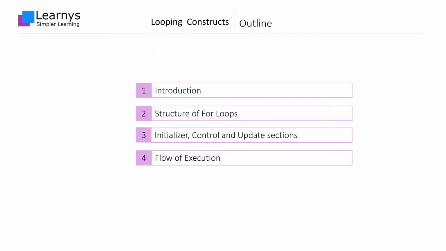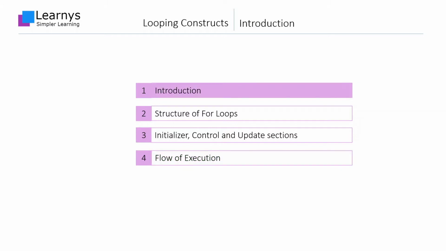This lesson is split in two parts. The first part will cover the for looping construct, whereas the second part covers the while and do while looping construct. This lesson begins by setting the context for the usage of looping construct, followed by a quick discussion on the structure of the for looping construct. The entire behavior of for looping is regulated by its initializer, control and update sections, which is taken up next. The lesson concludes with the discussion of flow of execution of for loops.